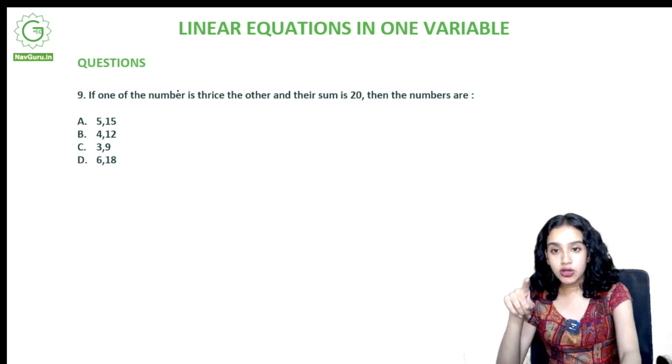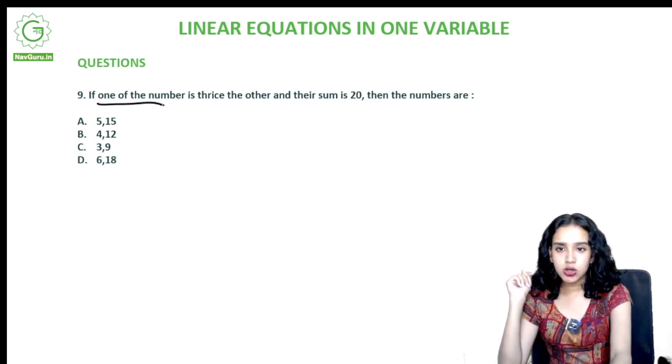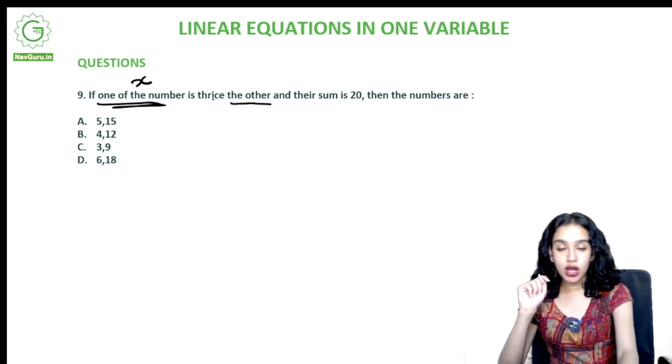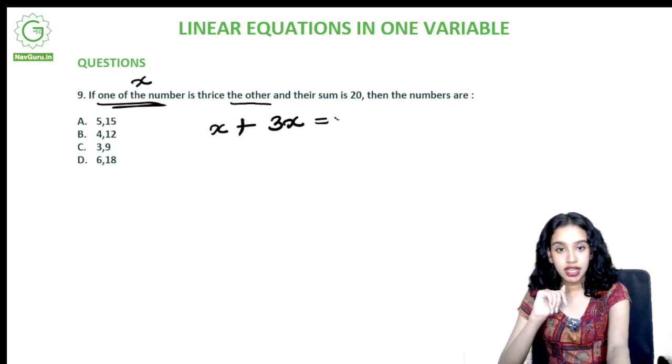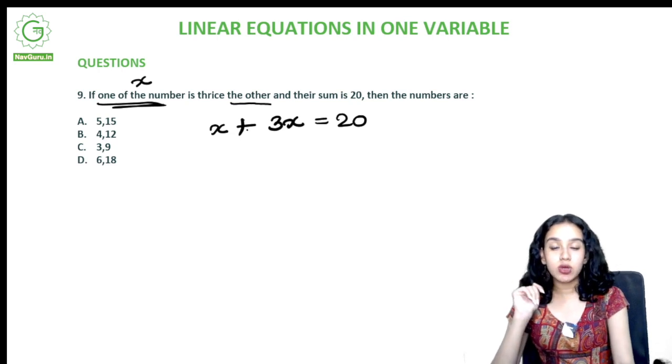So if one of the numbers, and we don't know what this number is, so I'll name it x, is thrice the other. So I'm saying that if there is a number x, the other number is 3 times this x, and the sum is 20. When I add these two numbers, I get 20. So I need to find what the numbers are.